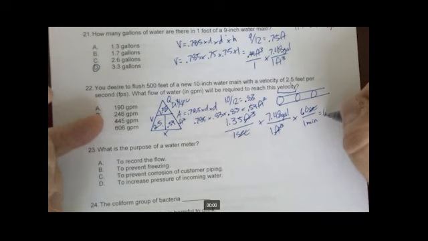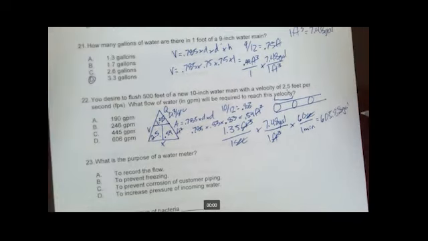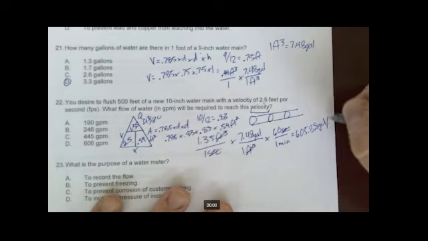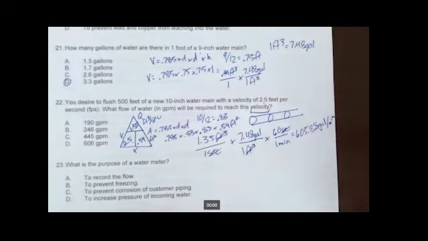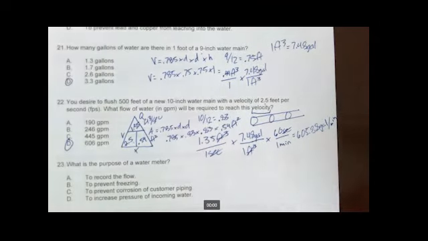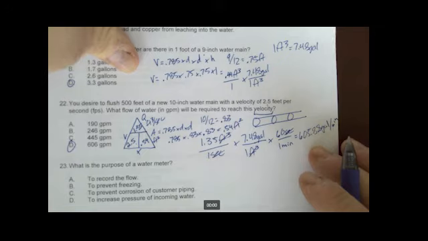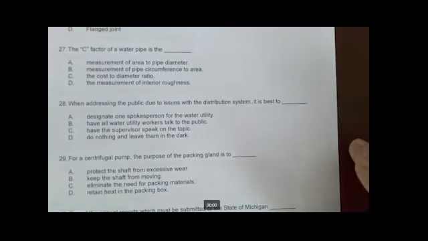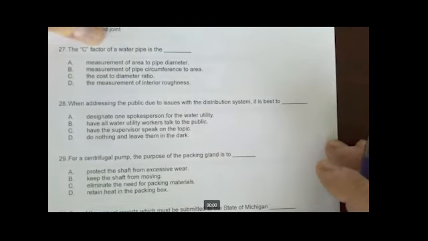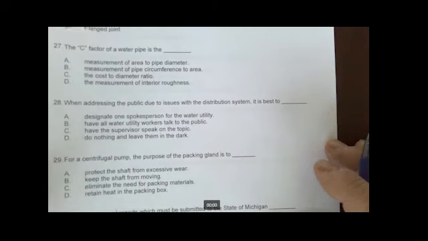Multiply that through, so I get 605.88 gallons per minute, or as you can see here, 606. Okay. So on to page 6.